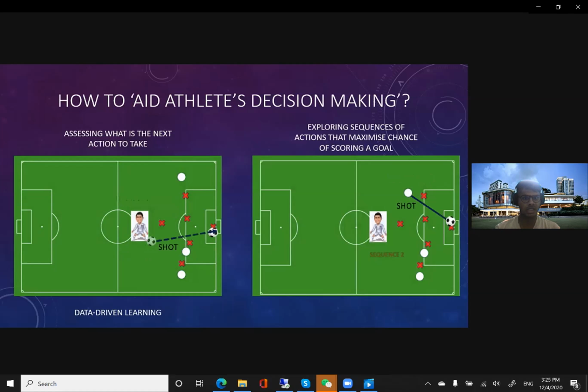Apart from the next decision that a player must take, we also explore sequences of actions that might never have occurred during a game of football, but that might maximize the chance of scoring a goal. This is done through a model-driven approach.